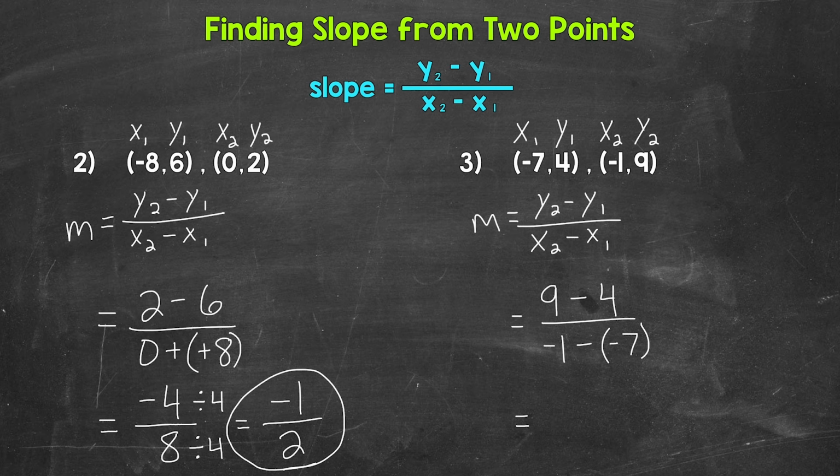Now we can subtract. 9 minus 4 gives us 5, and then -1 minus -7. Let's add the opposite here. So add the opposite. -1 plus 7 gives us a positive 6. So our slope here, 5 over 6, 5/6, which is in simplest form. So we are done.